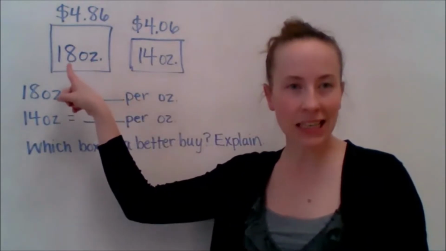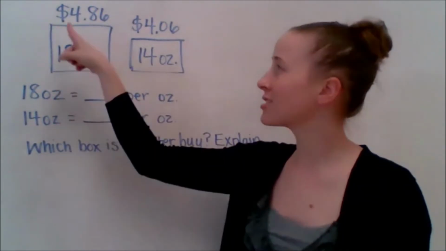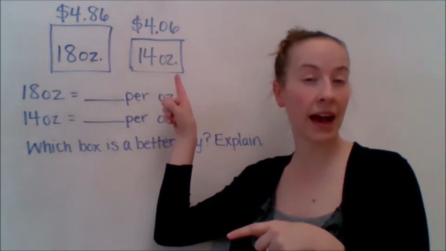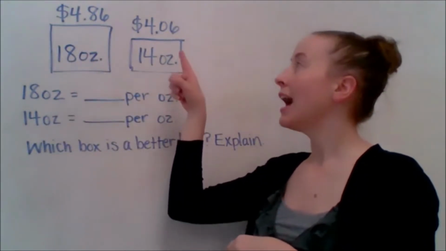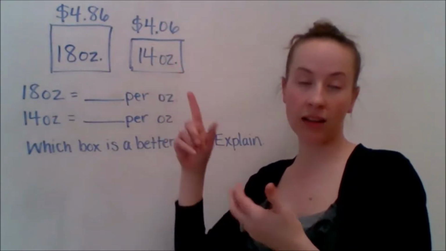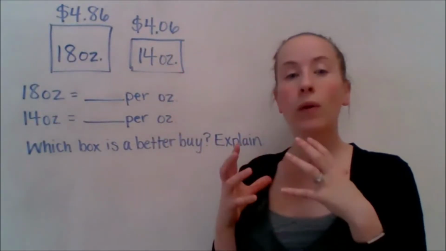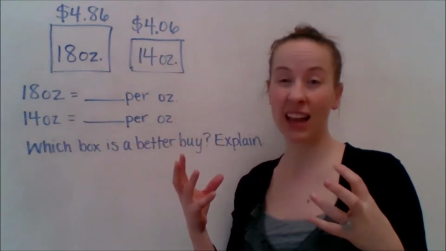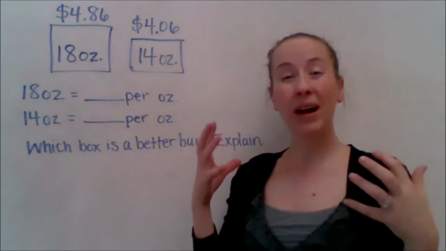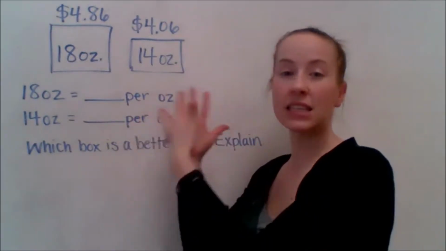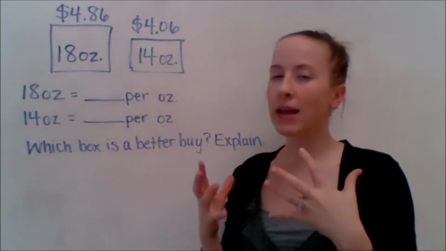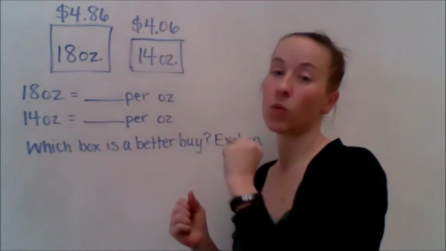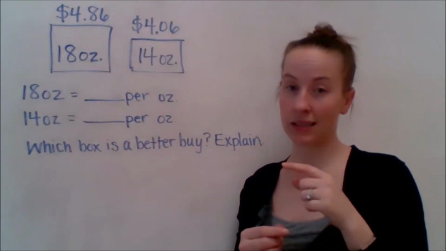And so we have an 18-ounce box of Cheerios and that box cost $4.86. We have a smaller box that only has 14 ounces of Cheerios and it has a smaller price tag of $4.06. So what we're going to do is we're trying to figure out which box is a better buy, right? And so if I'm going to the grocery store, I want to be saving money over time. If I'm buying cereal over and over all year, I want to make sure that I'm buying the cereal that's actually the cheapest, and it might not be the one that has the lower price tag today.